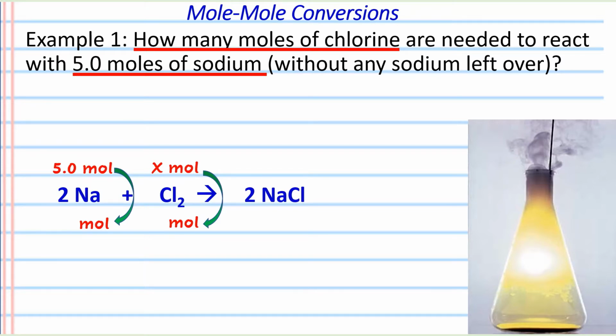Now, to figure out the number of moles from the balanced equation, we need to look at its coefficient. Remember, the coefficient is the number of moles. So we're going to take that information, the number of moles from the balanced equation, and write that under the sodium. And then we're going to look at the chlorine. Remember, the coefficient is the number of moles. In this case, there's no coefficient written, which means it's understood to be 1, and that would be equal to 1 mole.